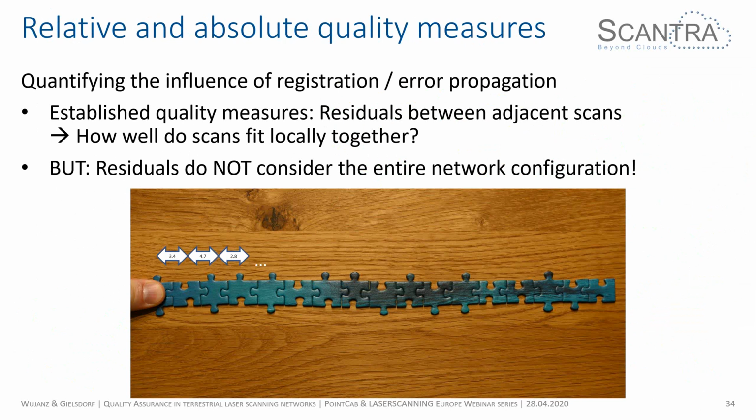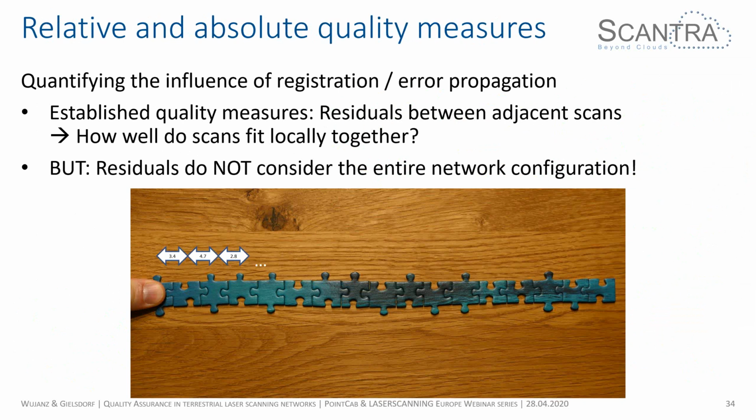You also probably have seen this if you had a look at or follow the Taming Errors series. So I think apart from us, nobody else gives you, or all give you, relative quality measures. That means they tell you how well 2 scans fit together. The problem with that is that it actually doesn't consider the entire network configuration. It just tells you how well 2 scans fit together, or at least they claim to do this. Again, I showed you the post from the laser scanning forum earlier.